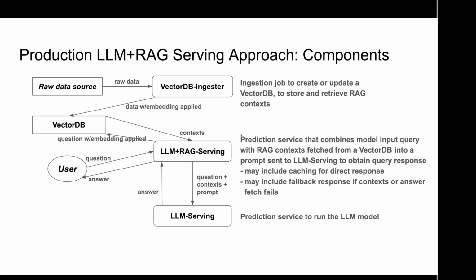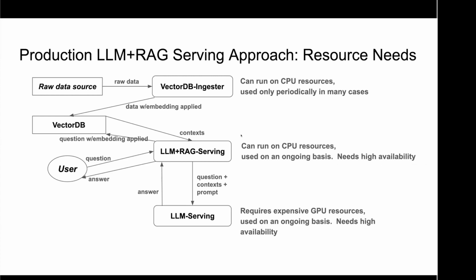All right, let's talk now about some of the resource needs for each one of these components. In terms of the ingester layer, the vector database, those are going to have nominal CPU needs and resources. And we're probably not going to need those to be available and up and running all the time either. The middle layer here, the LLM RAG serving and the vector database itself, along with the user interface, that's going to have much higher uptime requirements. So we're going to need high availability there. But it too can run on pretty generic CPU resources.